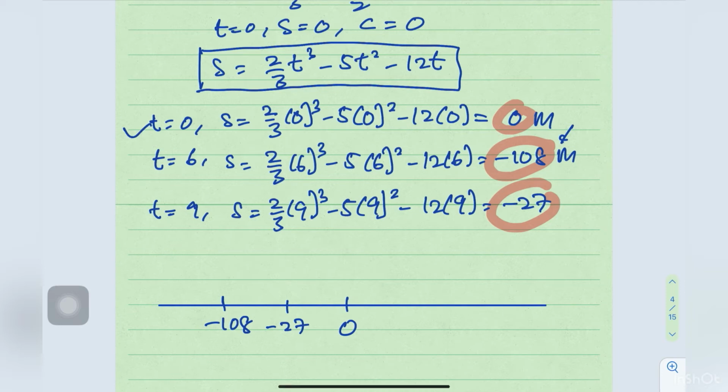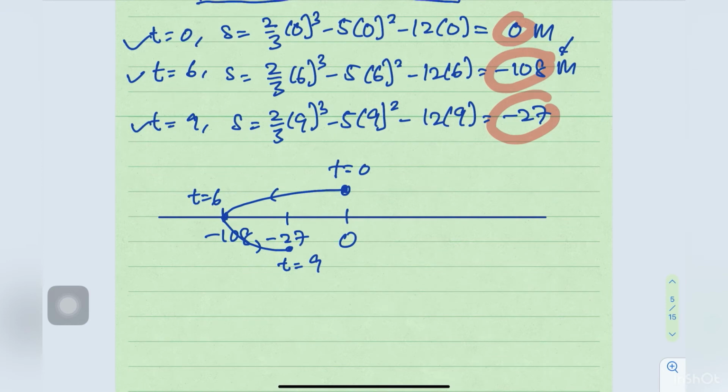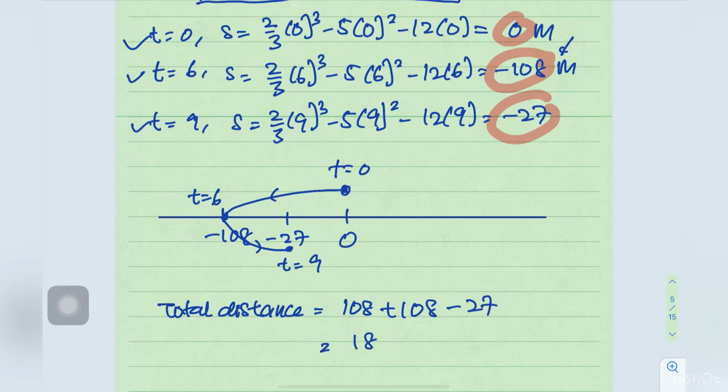When t is 0, s is 0. When t is 6, s is negative 108. At this time, the particle changes direction. And when t equals 9, the particle is at 27 meter to the left. Then the total distance traveled in the first 9 seconds is 108 plus 108 minus 27, which equals 189 meter.